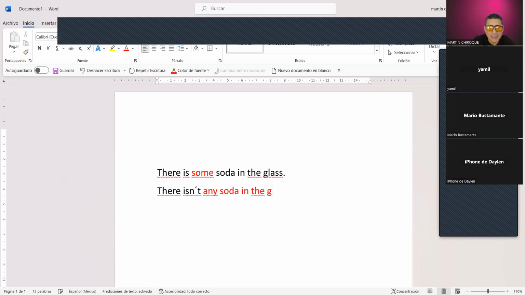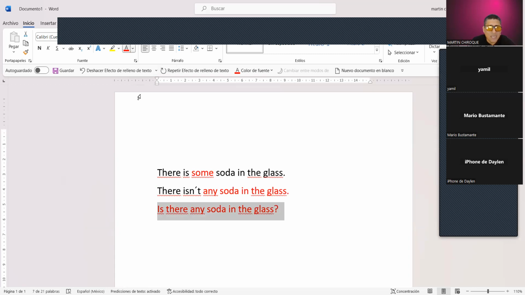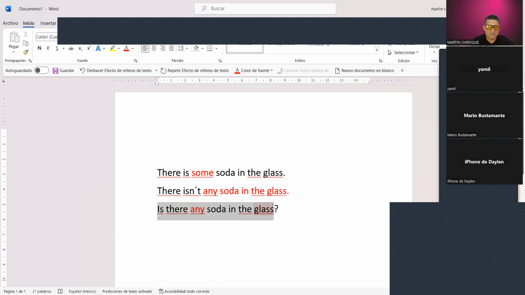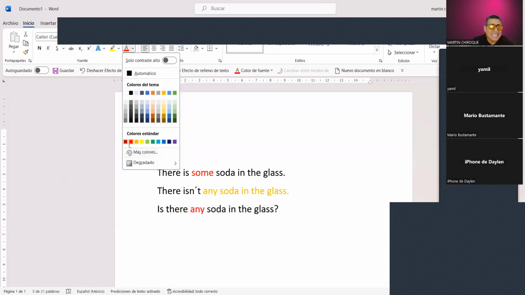In the glass. In the glass. Okay. What is the interrogative form? Is there any soda in the glass? It's important to remember like this. Let me change the color, right? Okay, any. So in conclusion, in the bottom line, we use any for the interrogative form, and we use any for the negative form.